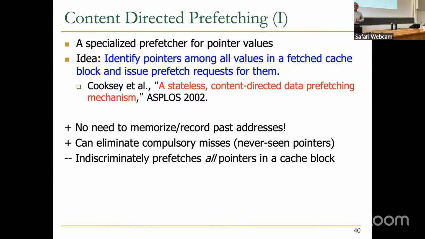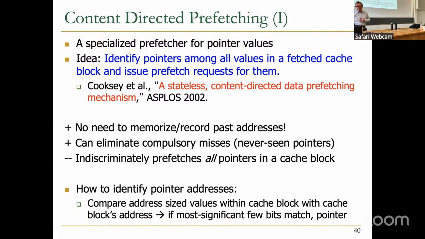Now, the downside is, at least the way it was proposed, it indiscriminately prefetches all pointers in a cache block. Now, some of them may not be useful, right? So we're going to talk about how to fix that problem. But this doesn't make it a bad paper, basically. It's an idea paper. It basically shows that some idea may work. Now, of course, there are multiple questions over here. How do you identify the pointer addresses, right? And this paper proposed a clever mechanism.